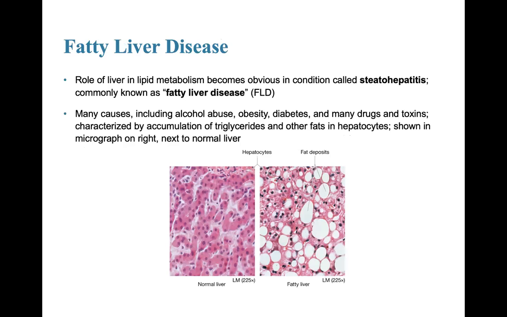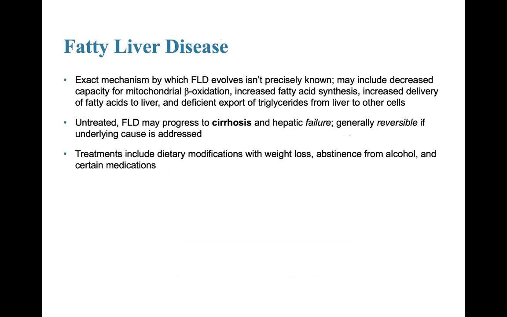The role of the liver in lipid metabolism becomes obvious in a condition referred to as fatty liver disease. Many causes, including alcohol abuse, obesity, diabetes, and many drugs and toxins, are characterized by the accumulation of triglycerides and other fats in the hepatocytes. As you can see here, normal liver versus a fatty liver. The exact mechanism by which fatty liver disease evolves isn't precisely known and may include a decreased capacity for mitochondrial beta oxidation, increased fatty acid synthesis, increased delivery of fatty acids to the liver, and a deficiency in the export of triglycerides from the liver to other cells.